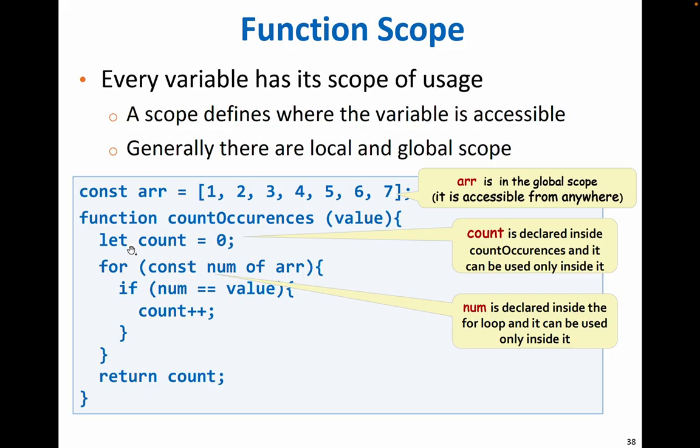But when we look at this count variable, it is defined within that function, so it will only be accessible within that function. And if you look at this for loop, this num variable is defined within that for loop, so it will only be accessible within that for loop. If you try to access it outside the for loop, you will get an error.